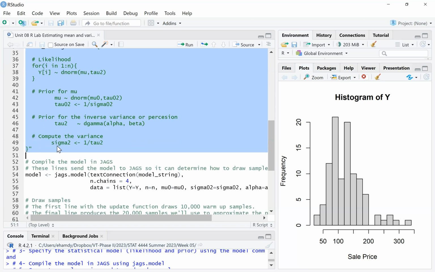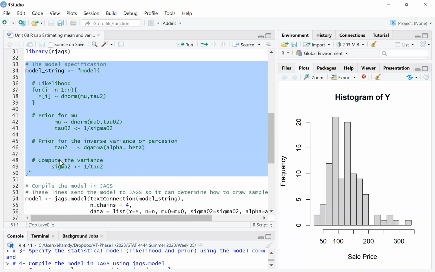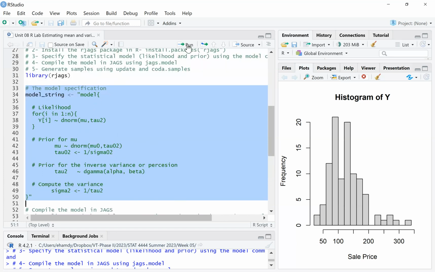And then I will ask R to calculate sigma square, 1 divided by tau square. So I will randomly select a sample from tau square, and then I will change it to be sigma square. So this is the model: the data distribution, the prior for mu, the prior for tau, and then the relationship between tau and sigma square. So let's have this one.